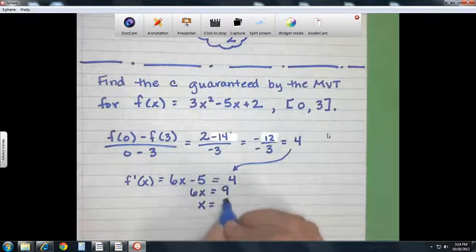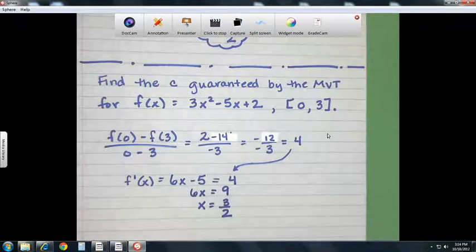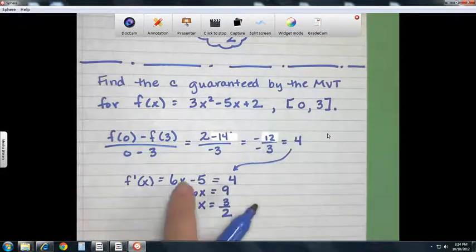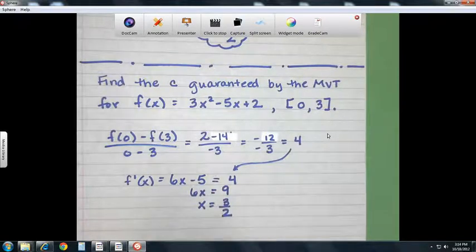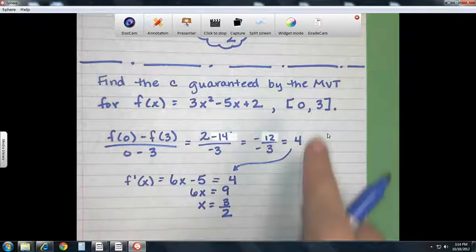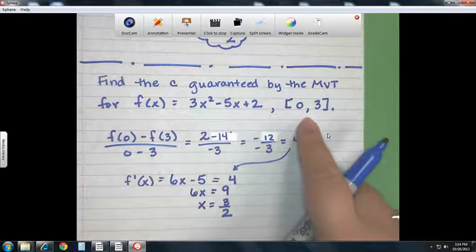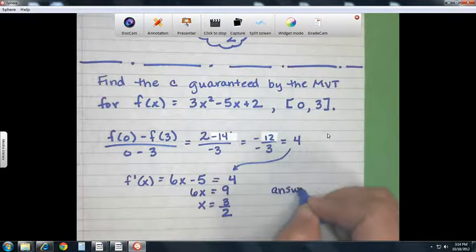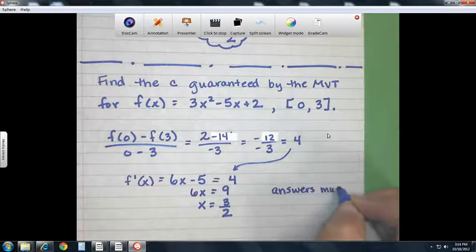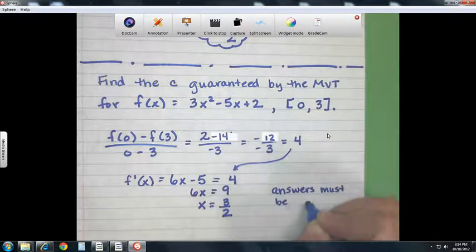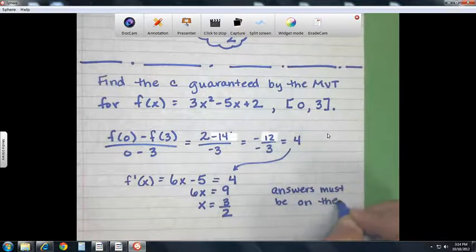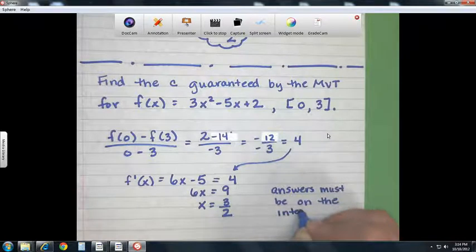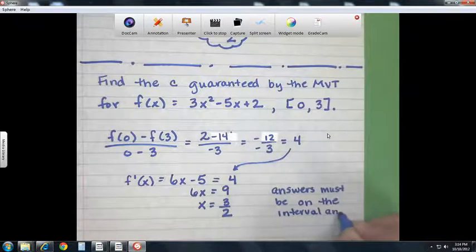Now, you need to be careful. Especially if this is a quadratic, you may get more than one answer. Make sure your answer is on the interval and not an endpoint. Okay? Answers must be on the interval and not an endpoint.